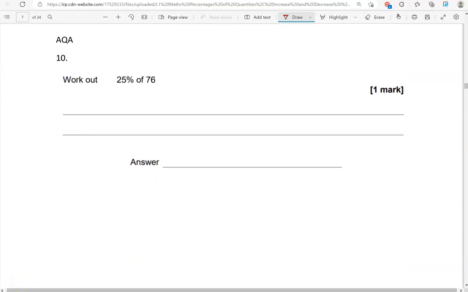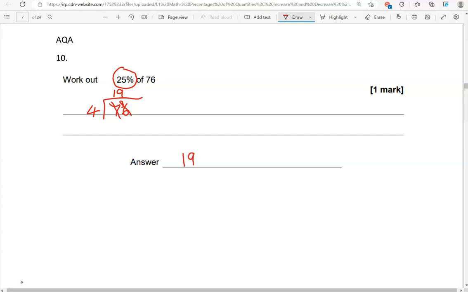Work out 25% of 76. Again, we can use the 10% method, but we know that 25% is a quarter of the amount, so it's better to just work out a quarter. So 76 divided by 4. How many 4's fit into 7? That's just 1, and we have 3 remaining. How many 4's into 36? That is exactly 9. So a quarter of 76, or 25% of 76, is equal to 19.